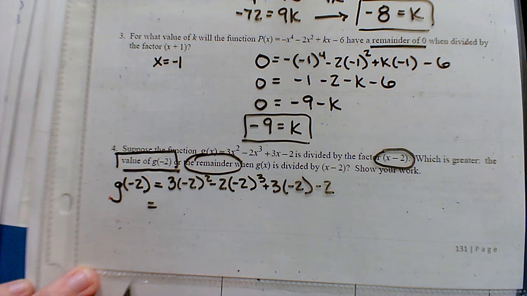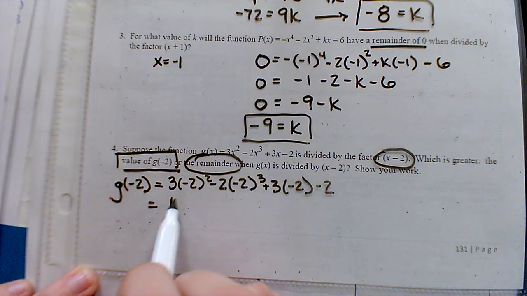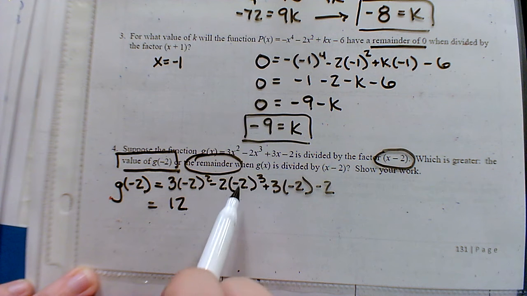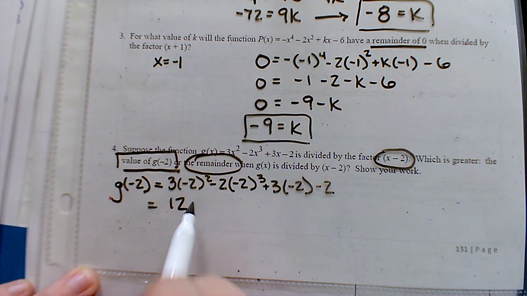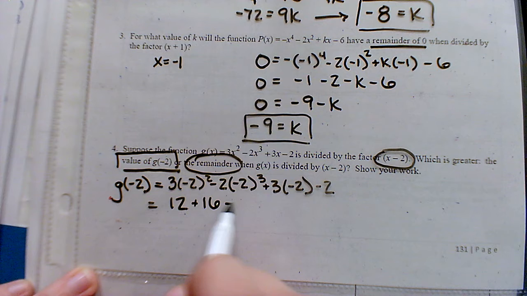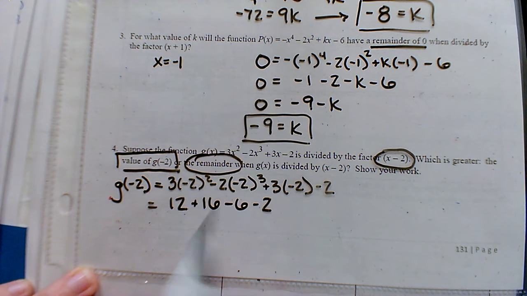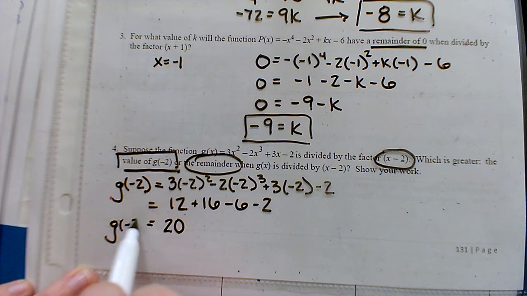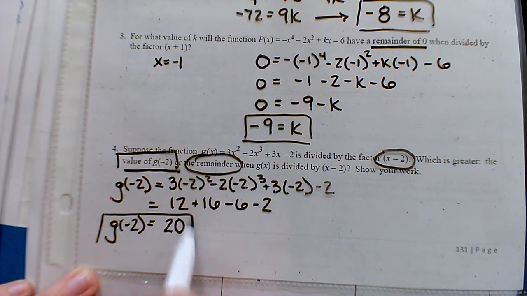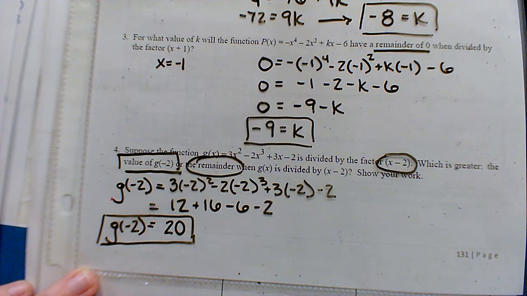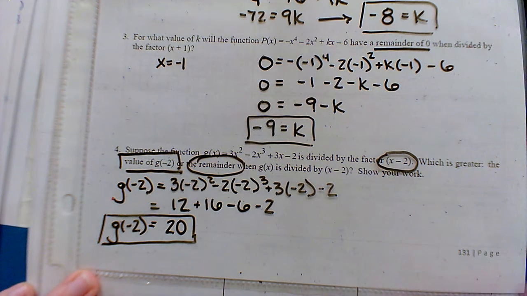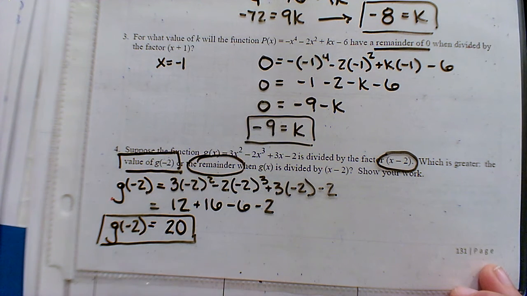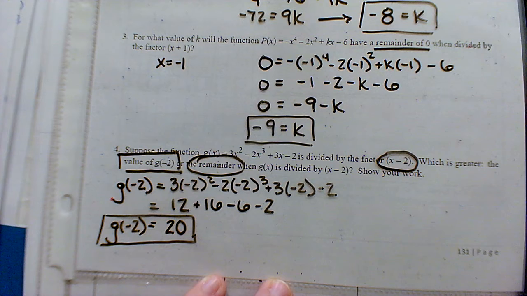Oh, brother. It's 12. Negative 8 times negative 2 is positive 16. Negative 6 is 2. 38 minus 8, we got 20. So if we plug in negative 2, we get out 20. That's our first value. Let's check out the other one.